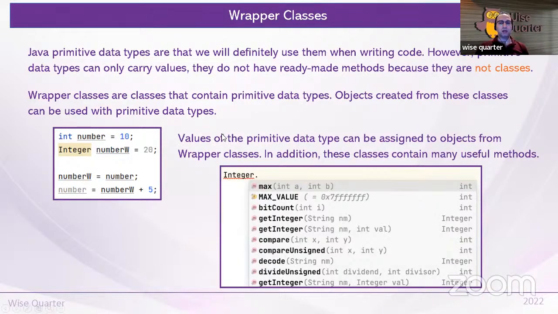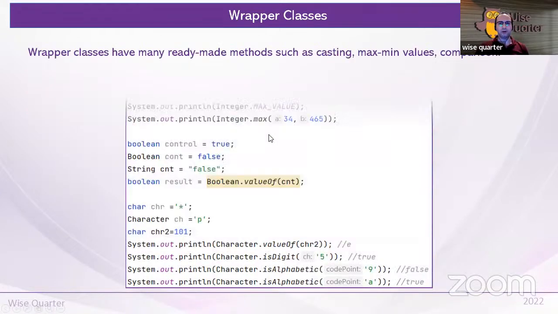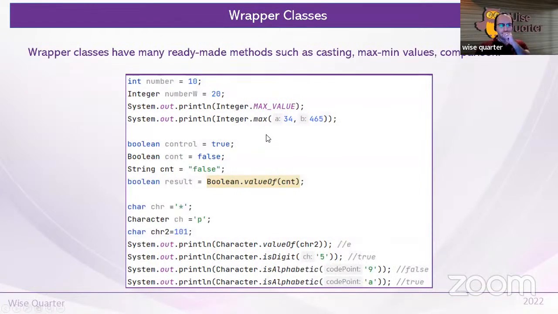In addition, you can directly assign them to each other. You can say integer number y, number w is equal to integer number, things like that. Don't worry about them for now. There are a few examples here. For example, int number and Integer number wrapper. As you can see, they are doing the same job. They are only storing the numbers.